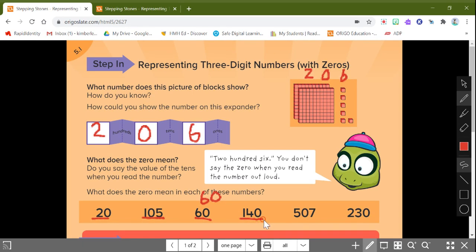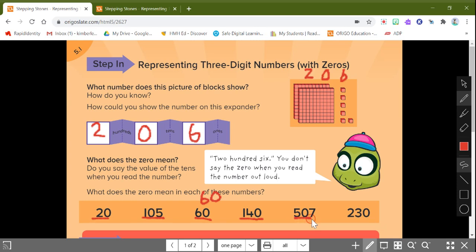On this one, we have a 1, a 4, and a 0. So that's going to be 140. It's not 14-0 because this is the hundreds place, and this is the tens place, and this is the ones place. So I have to say 140.